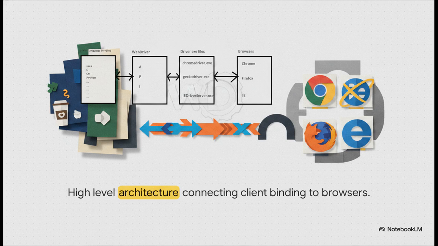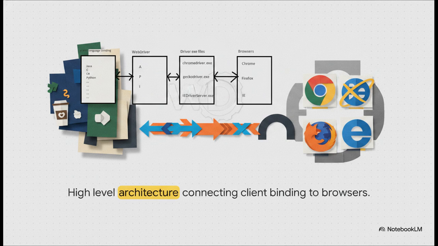Okay, at a high level, the flow looks something like this. When you're sitting there writing code in Java or Python, you're using what we call a client, or a language binding. Now, this binding sends API commands over to the WebDriver. But here's the kicker. The WebDriver does not talk directly to Chrome or Firefox. Instead, it communicates with these specific driver executable files. Think chromedriver.exe for Chrome or geckodriver.exe for Firefox.